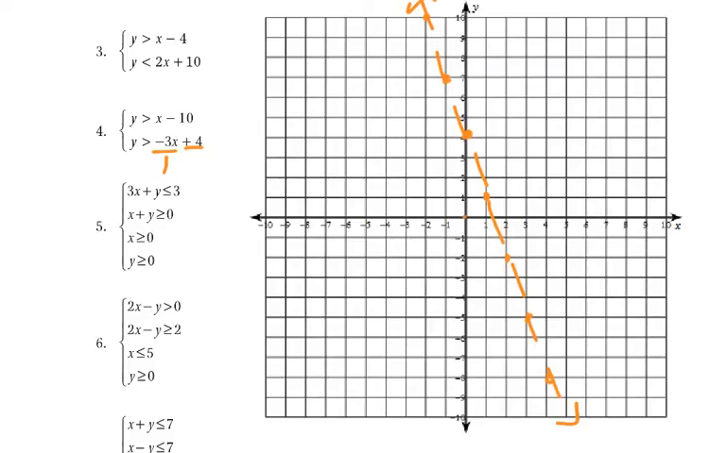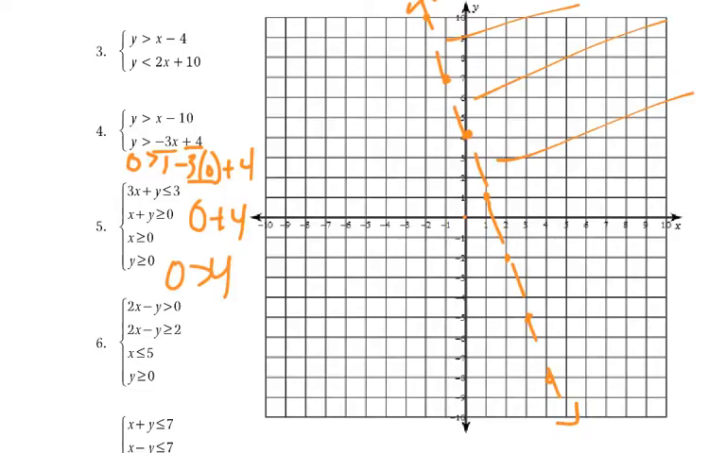Pick our test point 0, 0. 0 for y, negative 3 times 0 plus 4. So 0 plus 4 would give us, not 0, give us 4. So is 0 greater than 4? Nope, so we shade the opposite side. Okay?